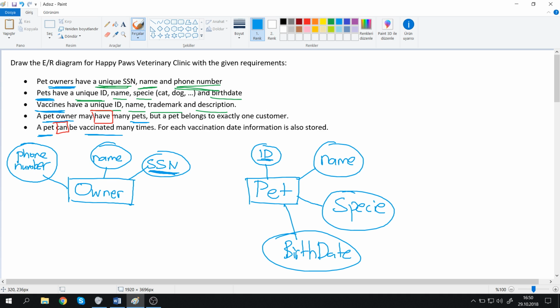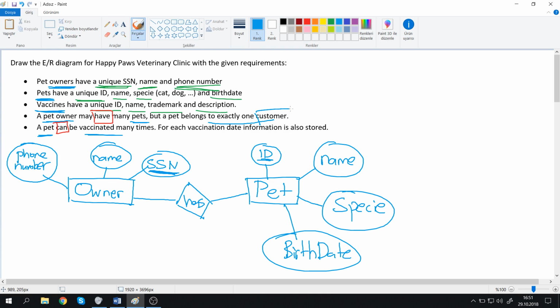And then let's go on to the relations. A pet owner may have many pets, so there is some relation between the pet and owner, and it is to have. An owner has pets, and there is some more information about that. A pet owner may have many pets. So on the pet side, we could have many pets matching one owner. But a pet belongs to exactly one customer.